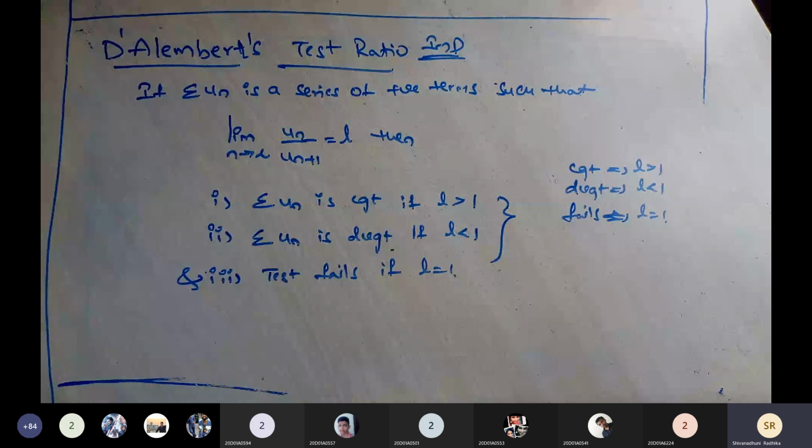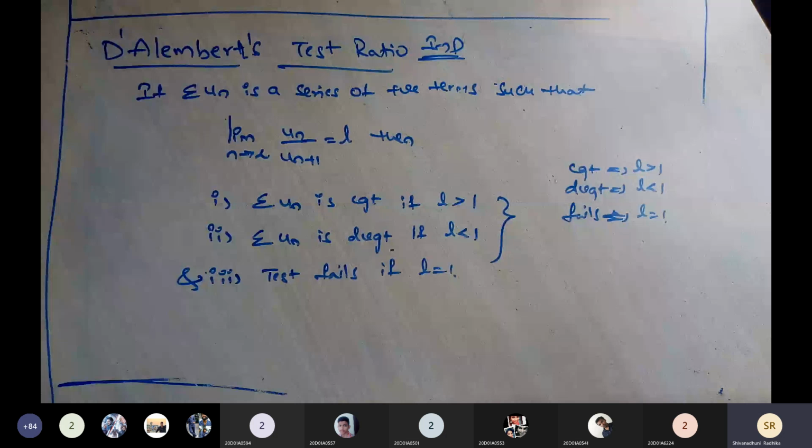We are getting one value. If that value is greater than 1, it is convergent. If that value is less than 1, it is divergent. If that value is equal to 1, the test fails for the given summation un. Now further investigation is needed to decide the nature of the series.